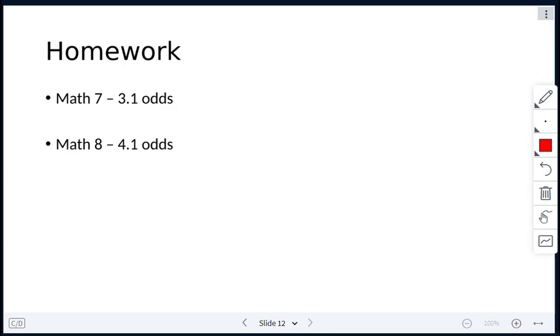The homework then for today is 3.1 odds for Math 7 and 4.1 odds for Math 8.